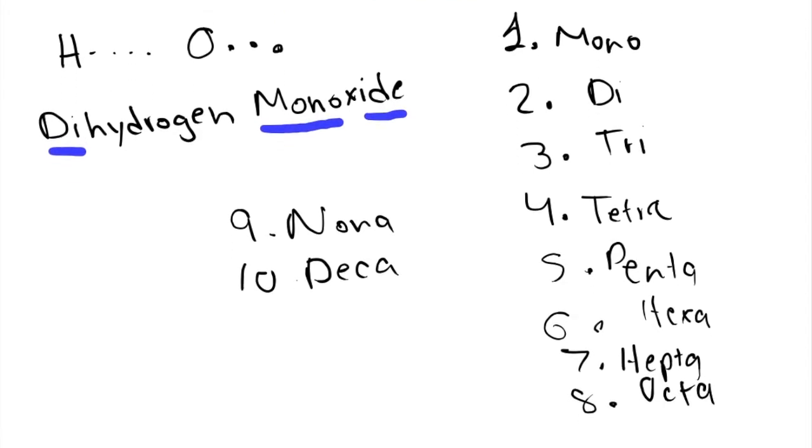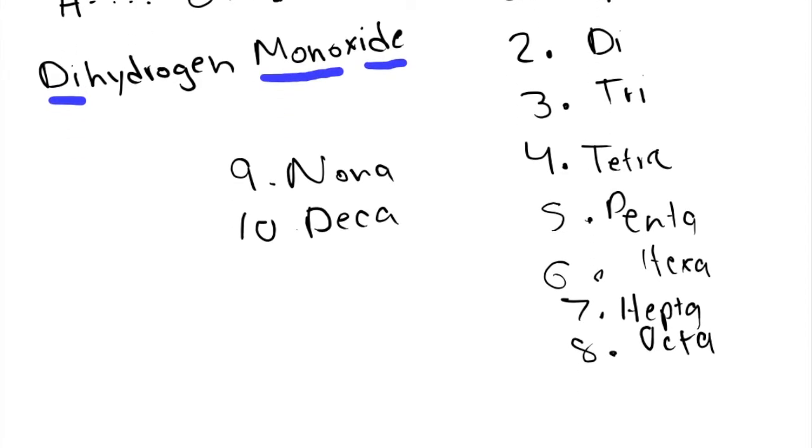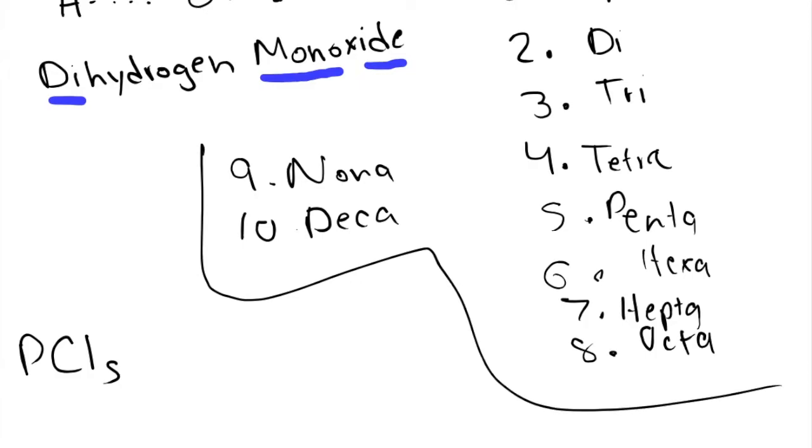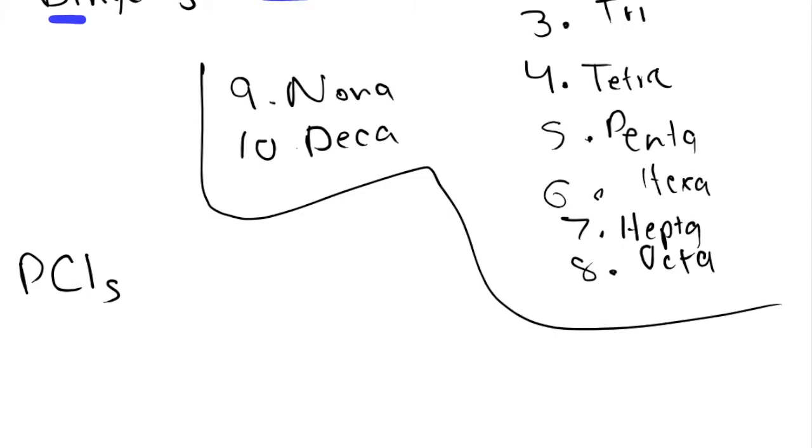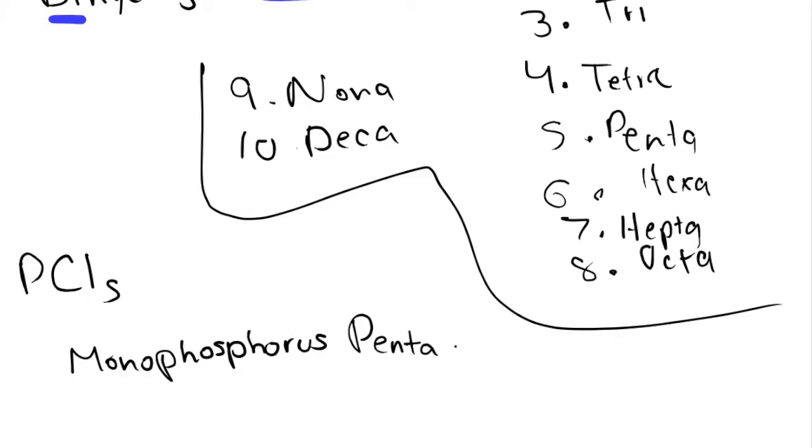Now let's actually get into practicing naming a few covalent compounds. Let's say, for example, you have PCl5, right? So try not to look at the little guide over here. To name it, all you have to do is look at P. P is phosphorus, and there's only one of P, so you write mono phosphorus. And since there is 5 chloride, you have to write penta, pentachloride. Right? And that is simply how you name PCl5, or monophosphorus pentachloride.